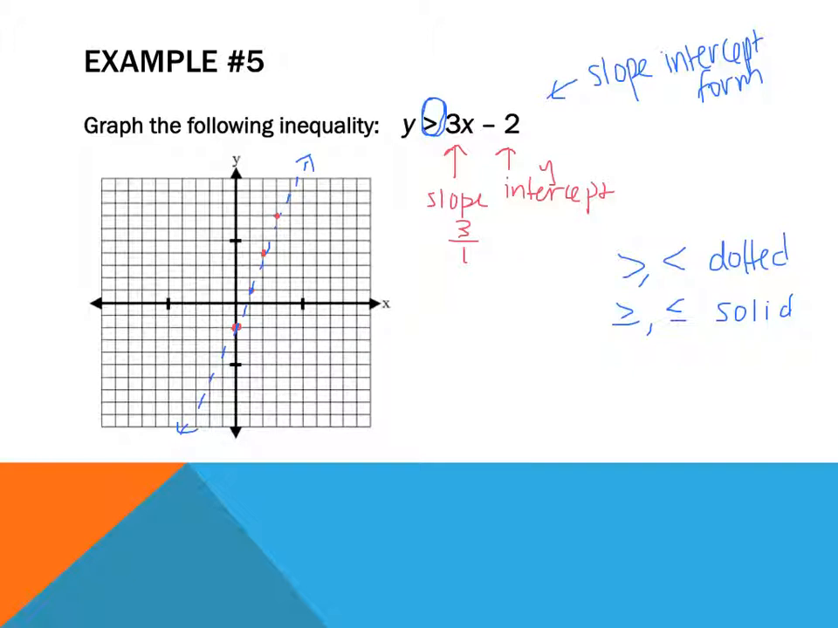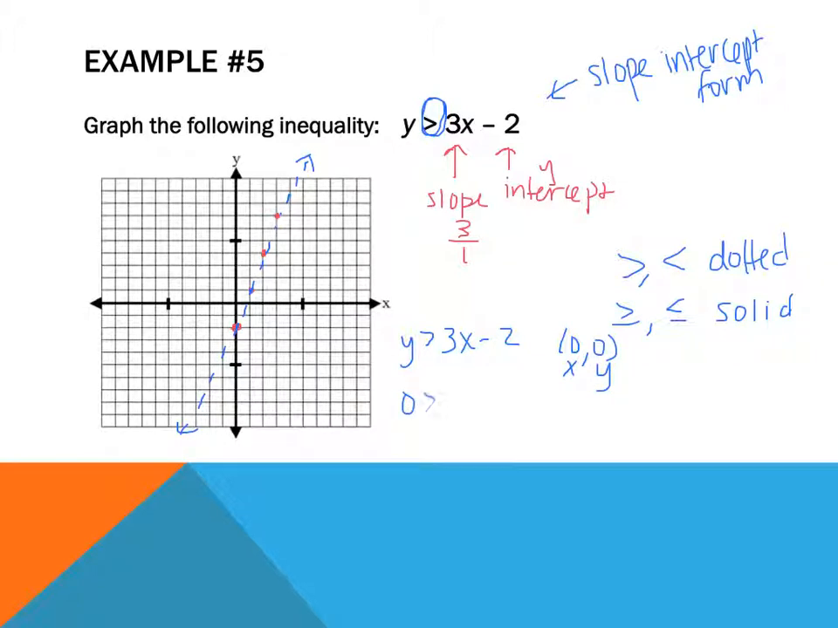Okay, and then last thing that you have to do is you have to figure out where to shade. So you're going to have to shade on one side of your inequality, one side of your line. Generally, the way I figure out shading is I substitute in a number. The origin, or (0, 0), is the best point to substitute in my opinion. So I have y is greater than 3x minus 2. I'm going to substitute in (0, 0). So this first 0 is the x, the second 0 is the y.